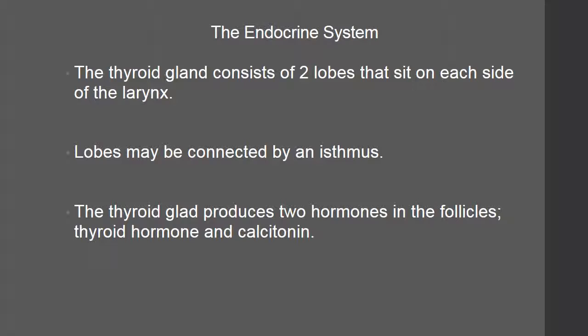Thyroid gland. The thyroid gland consists of two lobes in most species that sit on each side of the larynx, one left, one right. The lobes may or may not be connected by an isthmus or a little bridge of tissue. The thyroid gland produces two hormones in the follicles. There are thyroid hormone and calcitonin. Very important hormones.